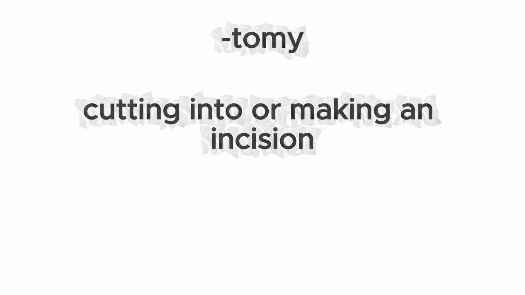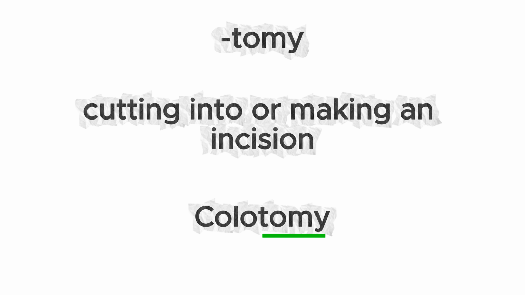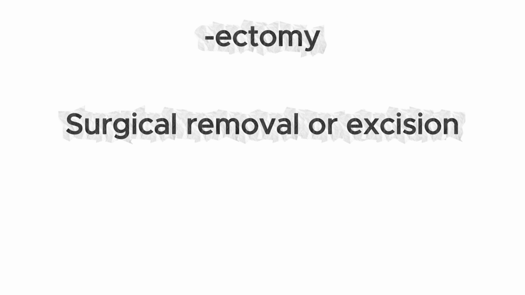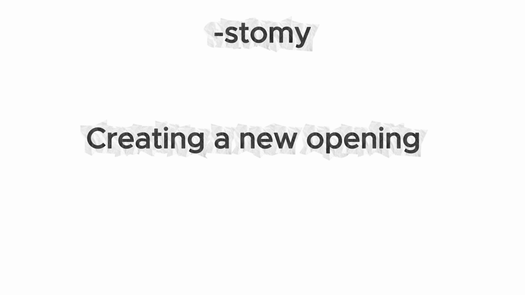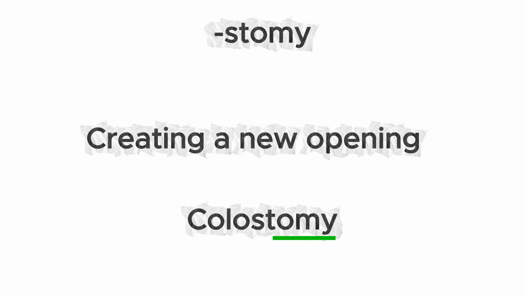Finally, the last group we're looking at is tomy, ectomy, and stomy. Tomy means cutting into or making an incision. For example, in colotomy, a surgical incision into the colon. Ectomy means the surgical removal or excision. Like in colectomy, it's the surgical removal of all or part of the colon. Now stomy means creating a new opening. For example, colostomy, the surgical creation of an opening from the colon to the outside of the body.